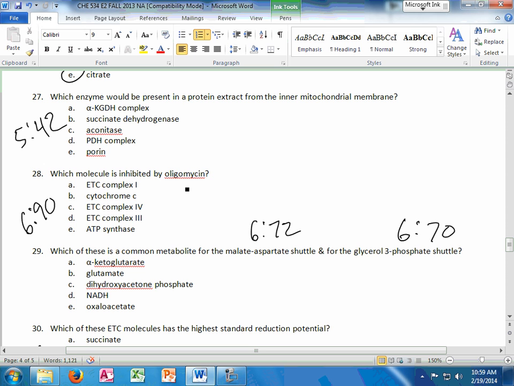Which enzyme would be present in a protein extract from the inner mitochondrial membrane? So don't let this confuse you. He never says it in class, but it's asking what is membrane bound in the inner mitochondrial membrane, and that is succinate dehydrogenase. So complex 2 of the ETC. This would be from the outer mitochondrial membrane.